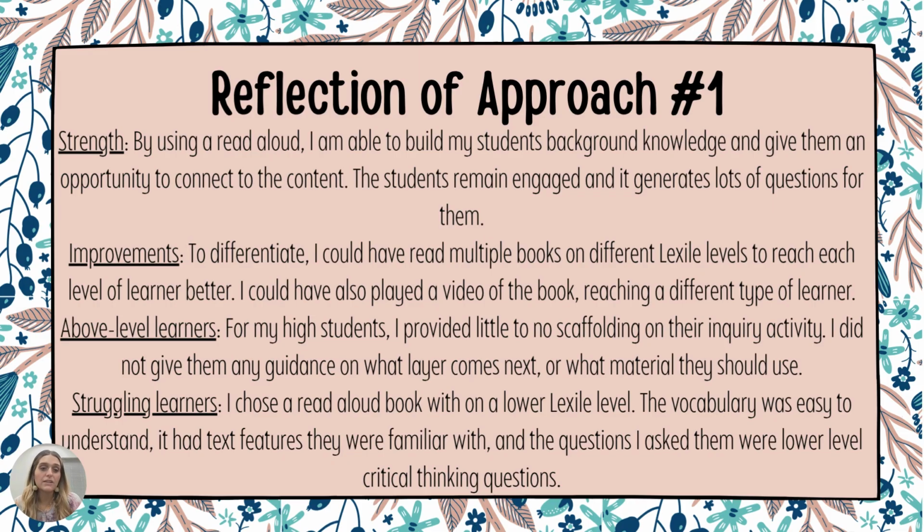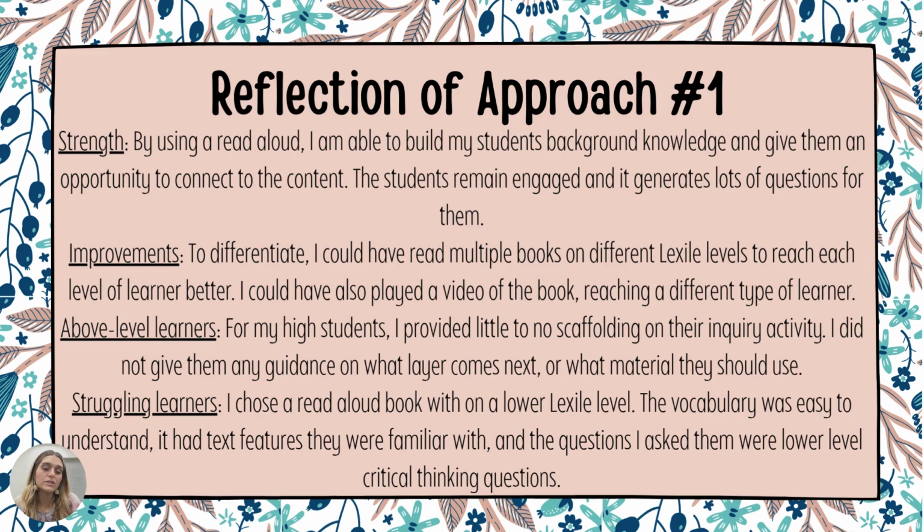To differentiate, I could have read multiple books on different Lexile levels to reach each level of learner just a little bit better. I could have also played a video of the book, reaching a different type of learner. So maybe a read aloud, or someone reading it aloud on the text, but have like the book be animated. Sometimes they have those on YouTube, and some of my kids really enjoy those. So that's something I do sometimes. So that's something I could have done here that I didn't do.